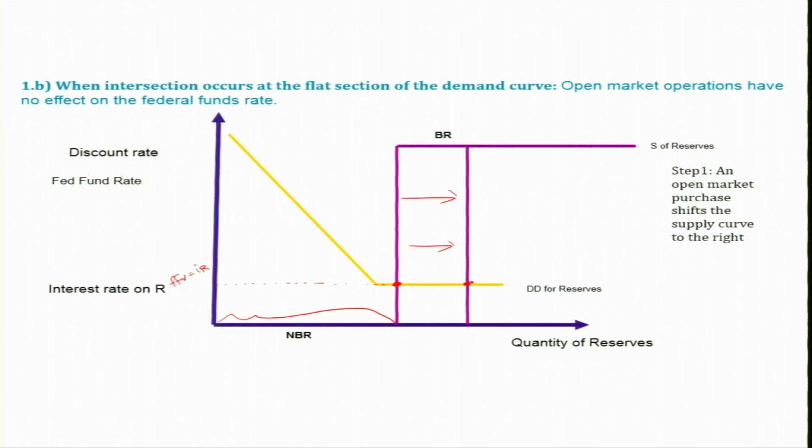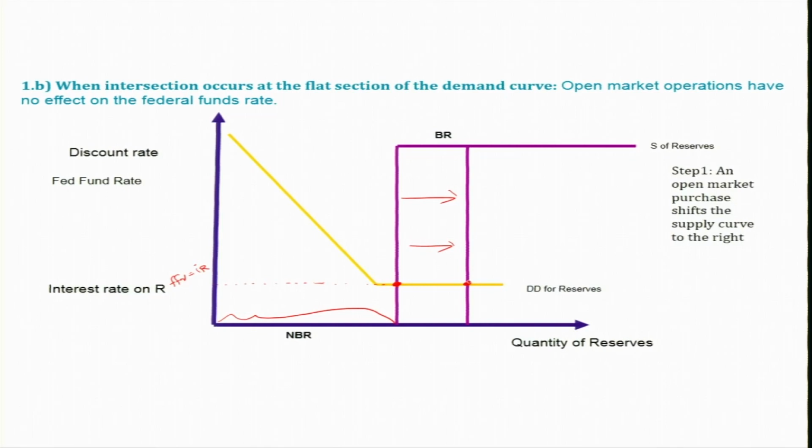The reason is that if the Fed funds rate were below the interest rate on reserves, no one would lend, because it is better to keep all the reserve as excess reserve in the Fed account and receive the interest on reserves. So there is no point in lending in the Fed funds market at a rate lower than the interest rate on reserves. So the Fed funds rate will never go below the interest rate on reserves.